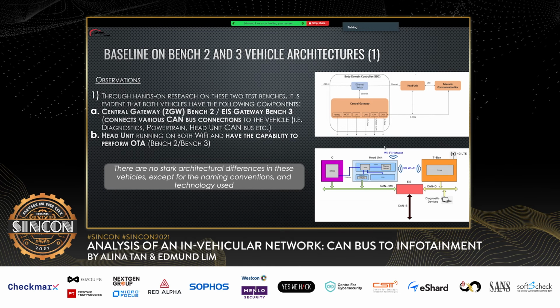Okay. So through hands-on building of the two benches and research into the different vehicular networks, we can see a lot of similarities in these two benches. The top picture is for bench 2, and the bottom is for bench 3. They both have a central gateway; for bench 2 at the top it's named ZGW, and for bench 3 it's EIS. This central gateway connects various CAN bus connections in the vehicle, for example the diagnostics, powertrain, head unit CAN bus, the HMI CAN, and etc. It also connects some other protocols, for example LIN, MOST, FlexRay, and it can either translate or filter them to suit the design and needs of the other ECUs.